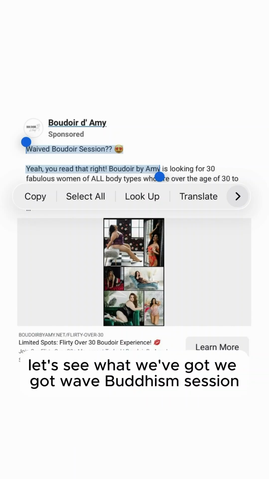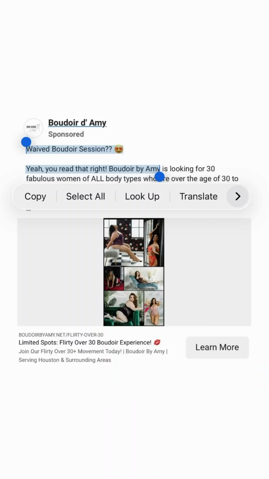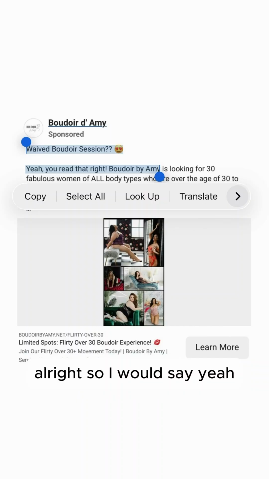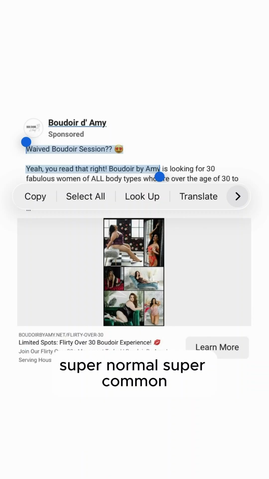We got Wave Boudoir session. Hey, you're at the right, Boudoir by Amy. All right, so I would say, yeah, this one we got the lack of context mistake. Again, super normal, super common.